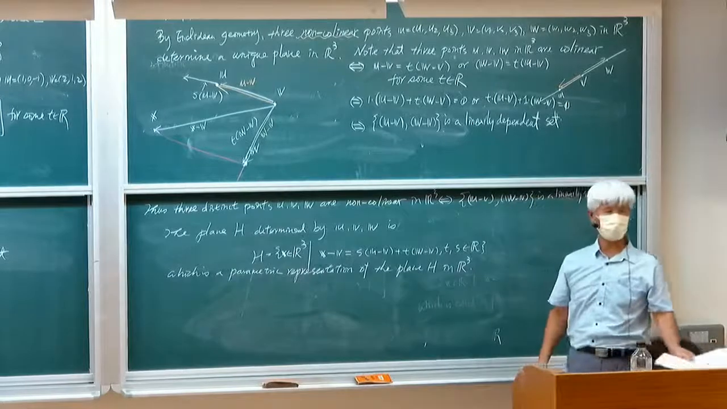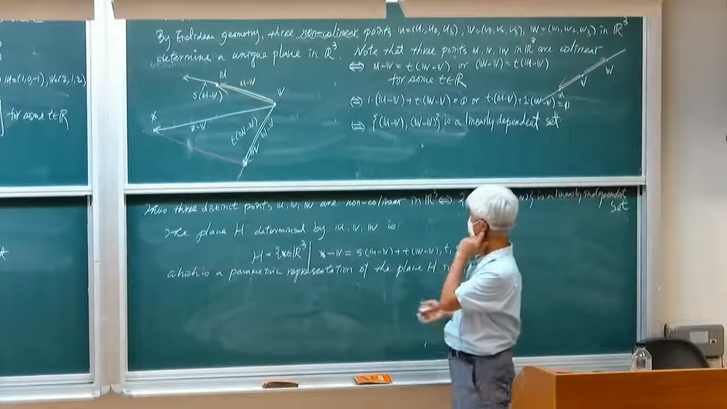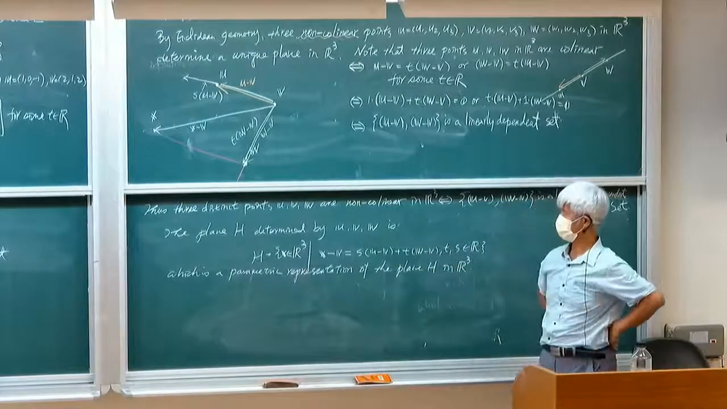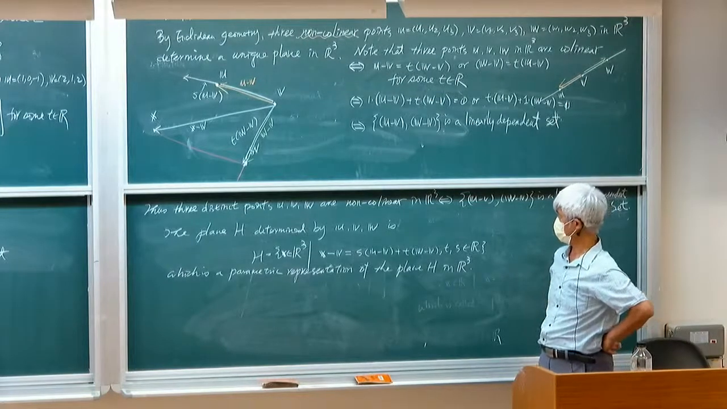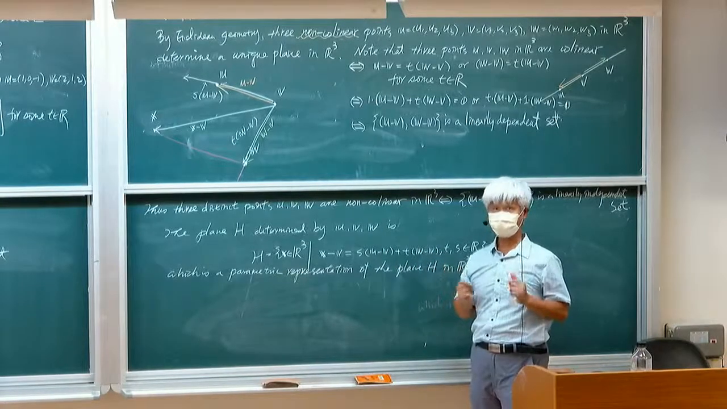Okay, so now with three non-collinear points, we can write down a parametric representation of the plane H. And we know that these two vectors form a linearly independent set.